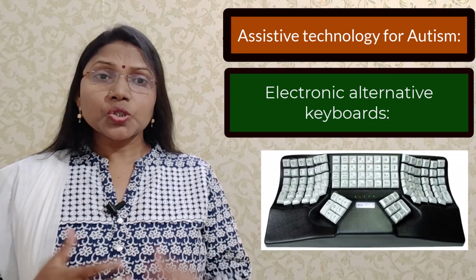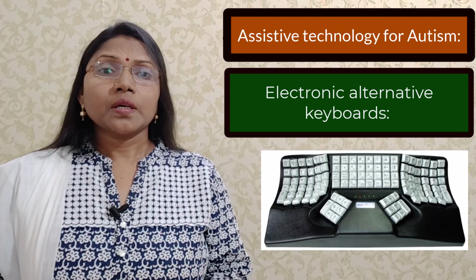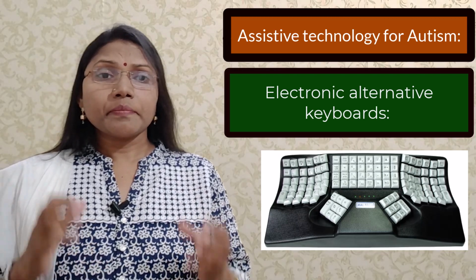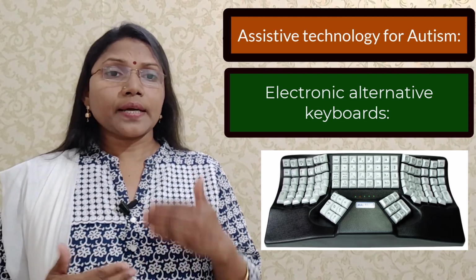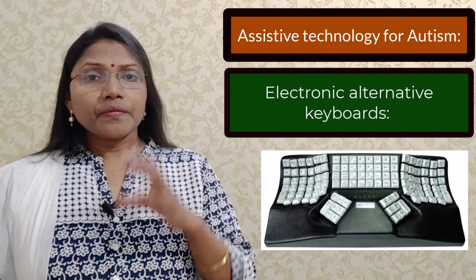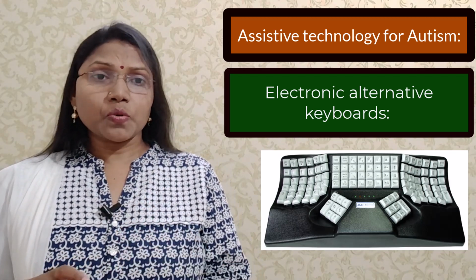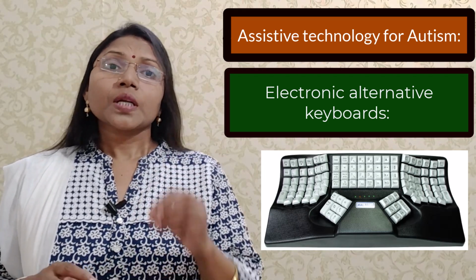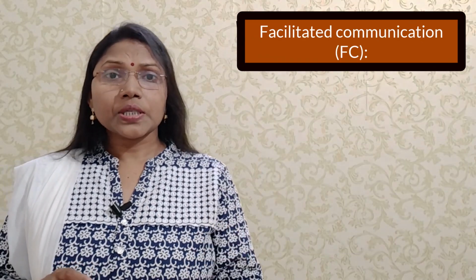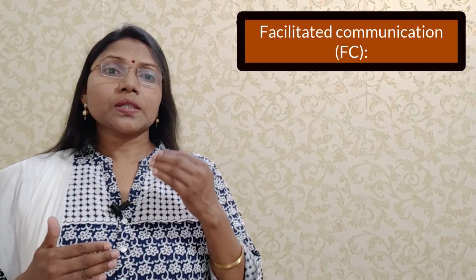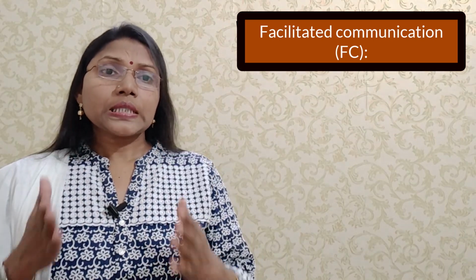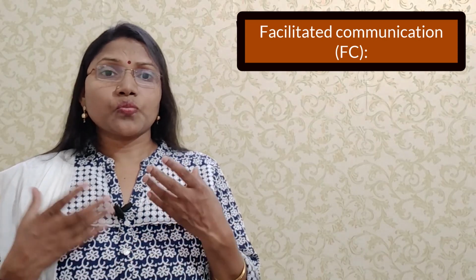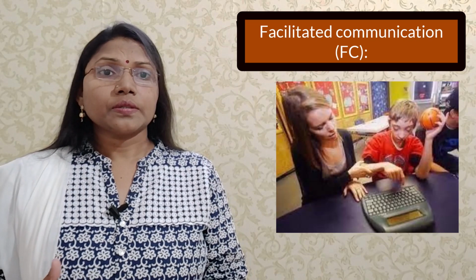Next point is assistive technology for autism. Electronic alternative keyboards. Some children with autism may exhibit effective reading and writing skills. They can use various electronic or alternative keyboards for communication, like facilitated communication. It is a system of communication where the facilitator supports a person's hand, wrist, or arm, while that person spells out words, phrases, or sentences.